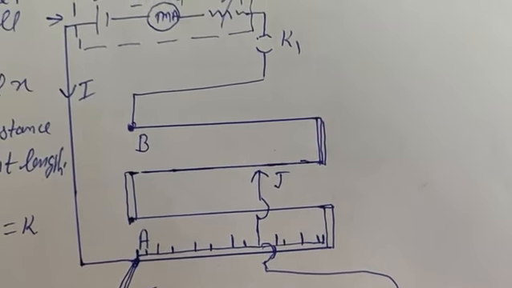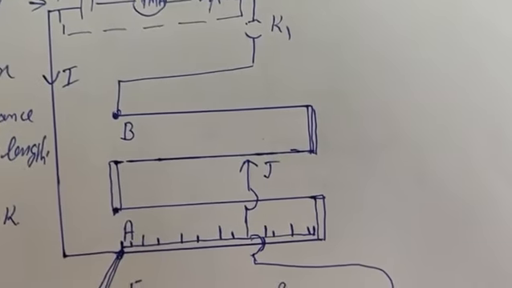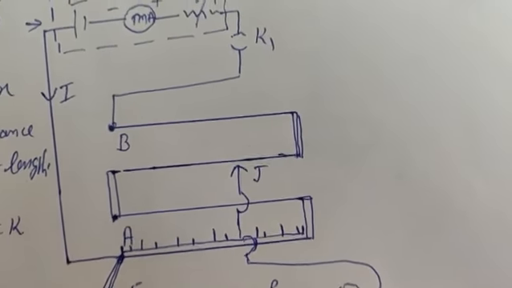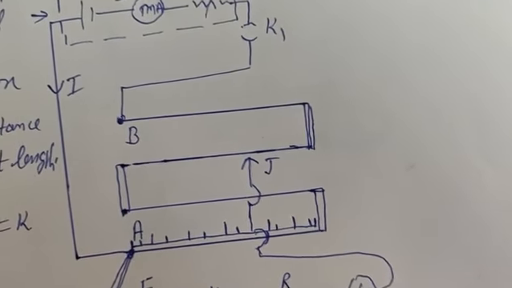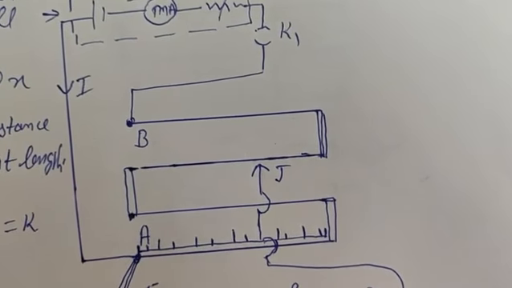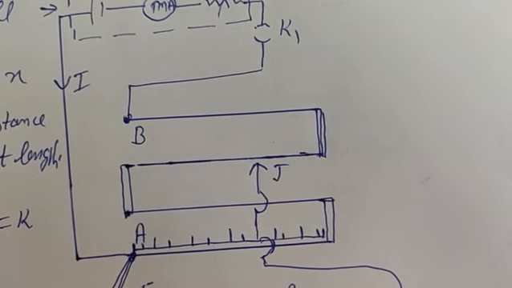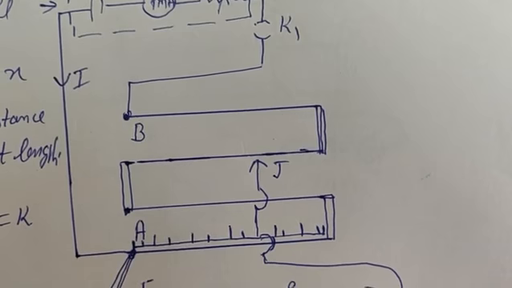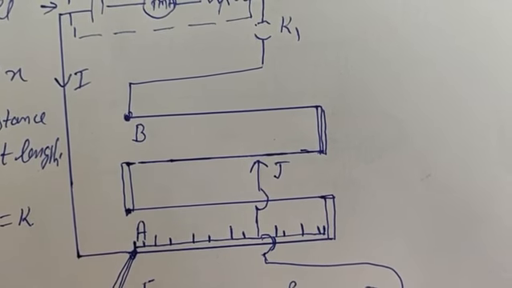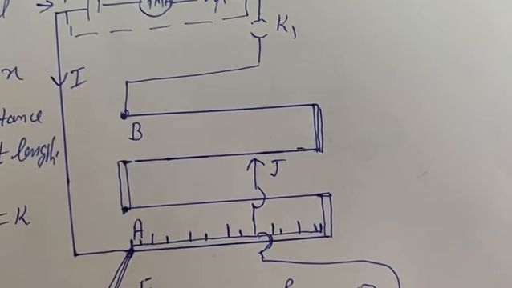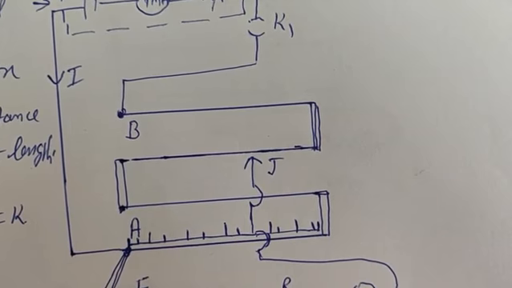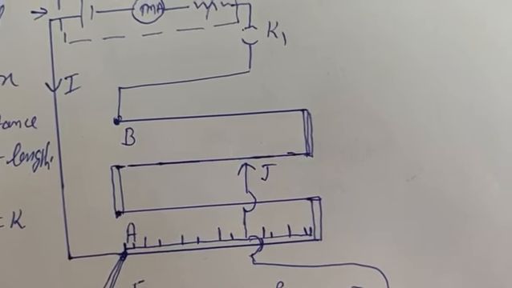Now how to connect it and what is its purpose, or you can say where it can be used. We can compare the EMF of 2 cells using a potentiometer. We can find the EMF of a cell, and we can find the internal resistance of a cell using a potentiometer.